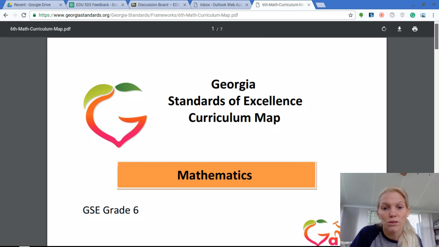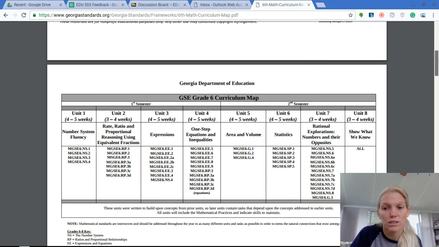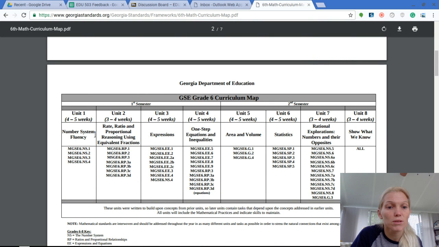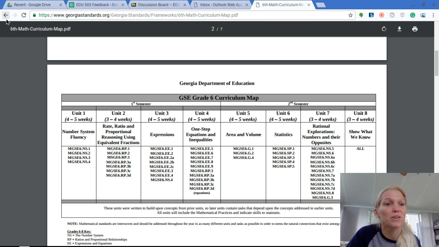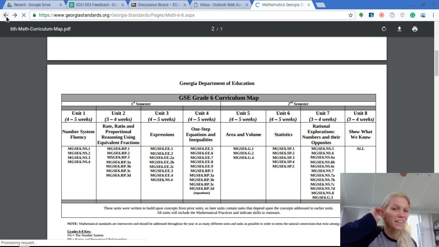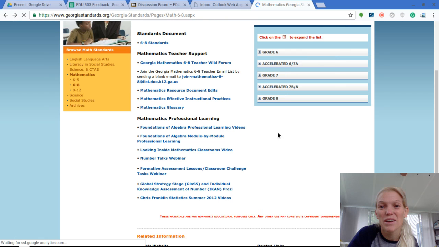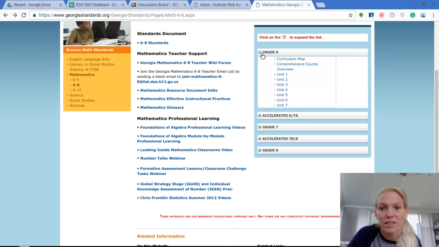So if you just scroll down here, you'll see that Unit 1 is number system fluency, and then rate, ratio, proportional reasoning is Unit 2, expressions. So that'll give you an idea what unit to look in. Area and volume, Unit 5, that could be one you might want to focus on. So just look at that first before you dive into the units, because if you just go into a unit and you're not sure, it can get overwhelming. I was looking for about a half hour this morning, and then I found the curriculum map. So, okay. Oh, I gotta go back, click that on.